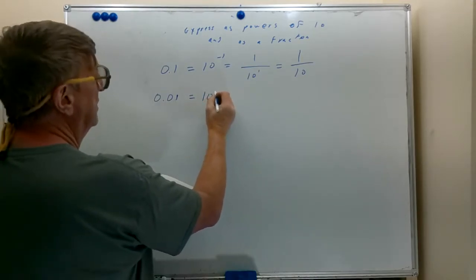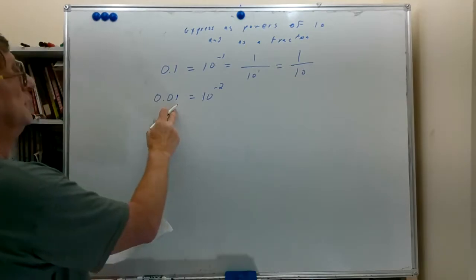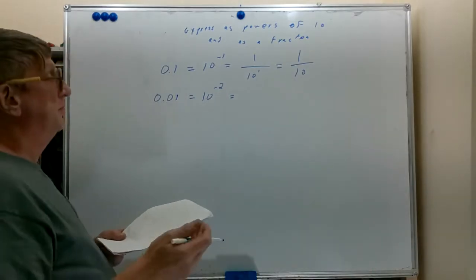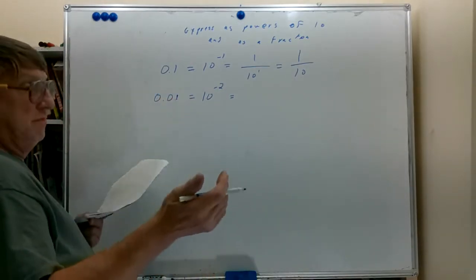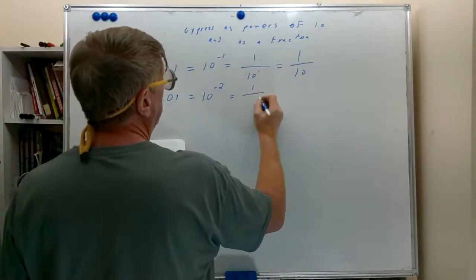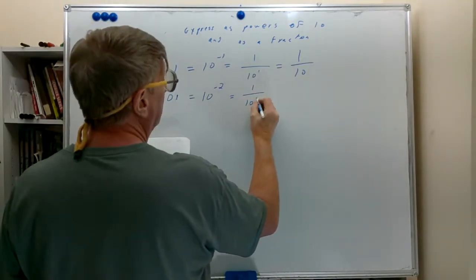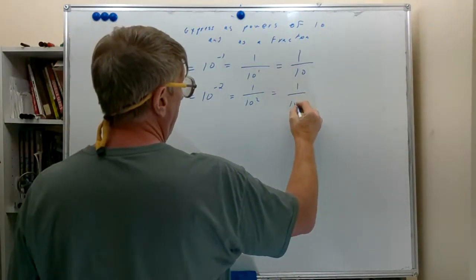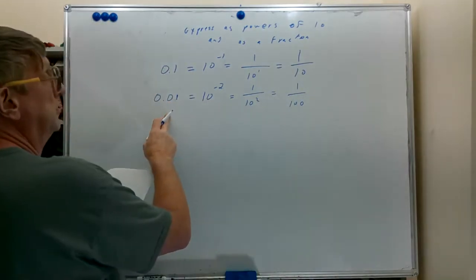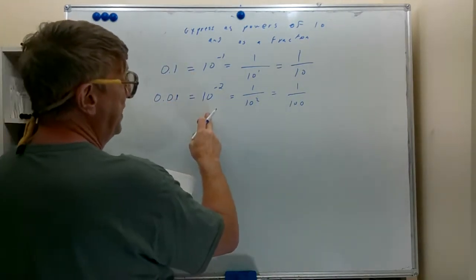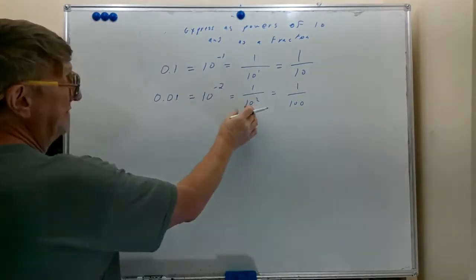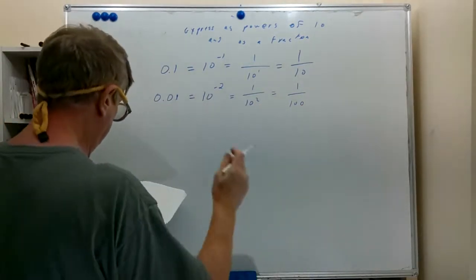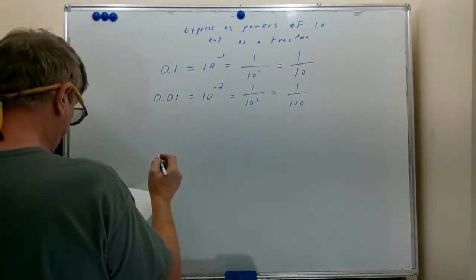So that's 10 to the negative 2. 1, 2 decimal places, negative 2. Move the power of 10 to the denominator, that becomes 1. The exponent changes signs, 10 squared, 10 to the second power, which is equal to 1 over 100. So there's our decimal expressed as a power of 10, expressed as a fraction. We did this as an intermediate step to get to a fraction. This is actually a fraction too, but we wanted to calculate out the denominator.